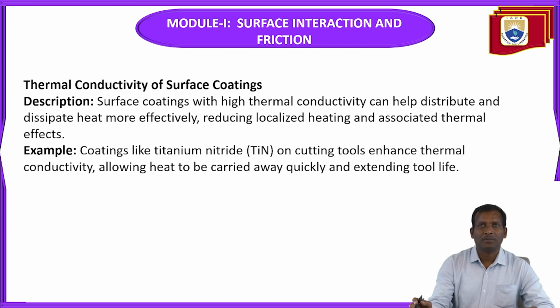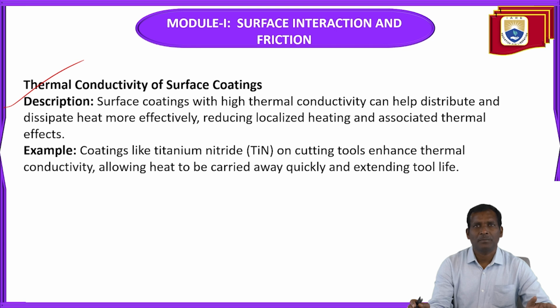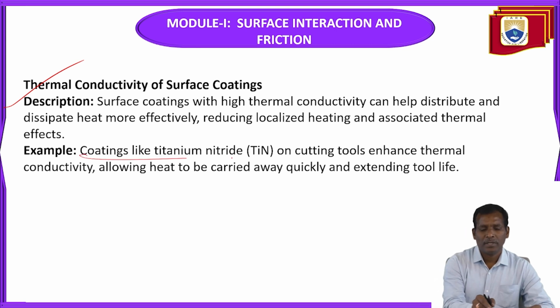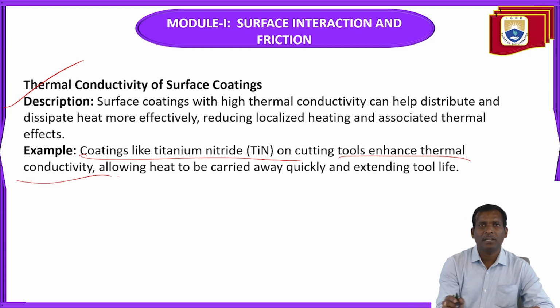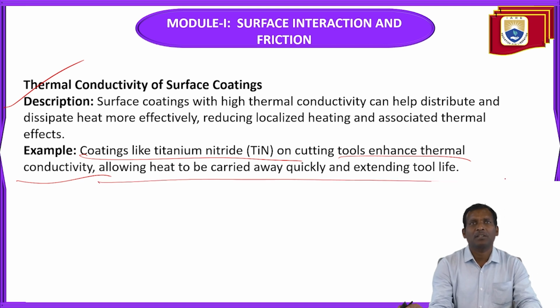Next, thermal conductivity of surface coatings. Surface coatings with high thermal conductivity can help distribute and dissipate heat more effectively, reducing localized heating and associated thermal effects. For example, coatings like titanium nitride on cutting tools enhance thermal conductivity, allowing heat to be carried away quickly and extending tool life.